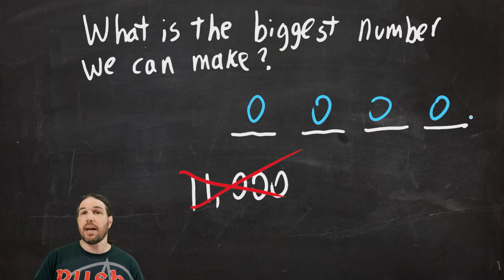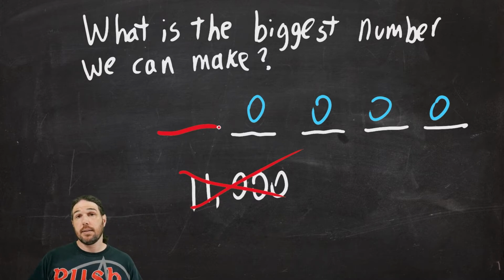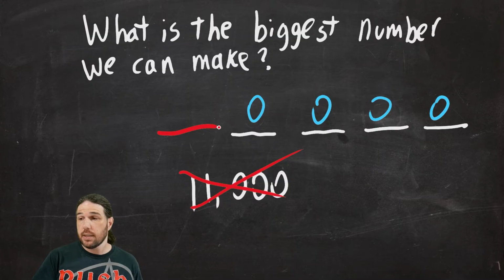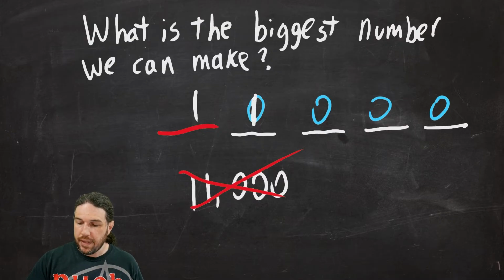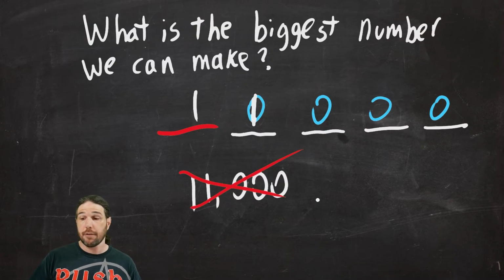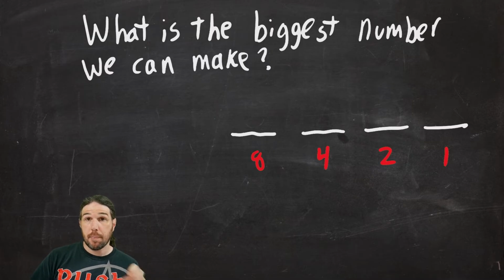I can't make 11,000. If I wanted to make 11,000, I would need another digit to be able to make that happen. If I have 5 digits, now, yes, I can make it. Put a 1 there, and I've made the number I'm looking for. So now let's jump back into binary.